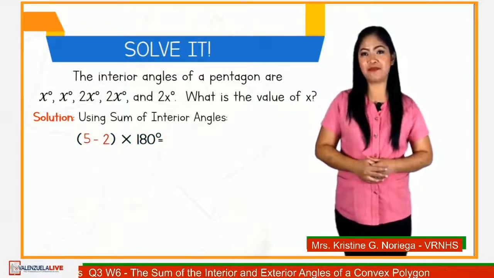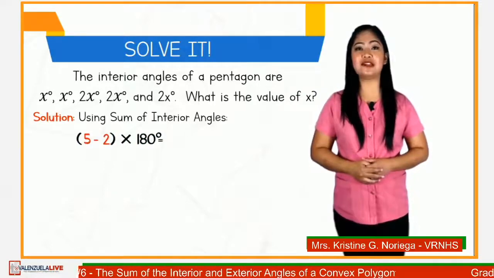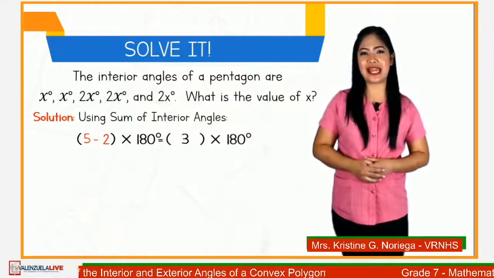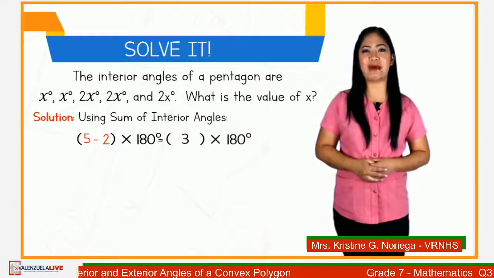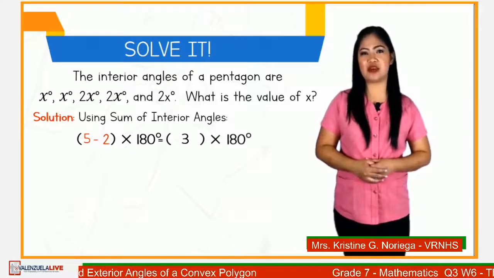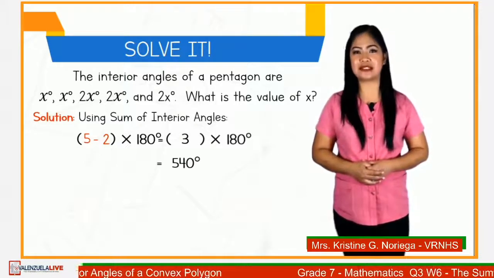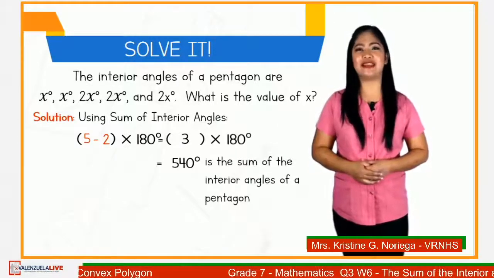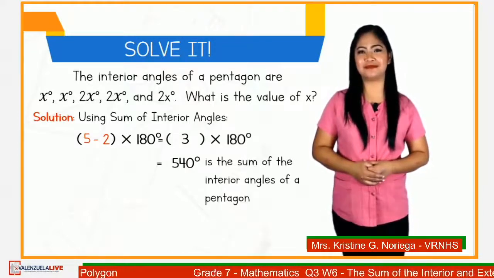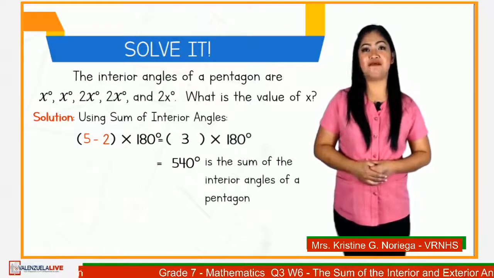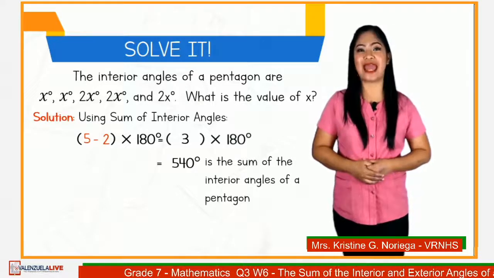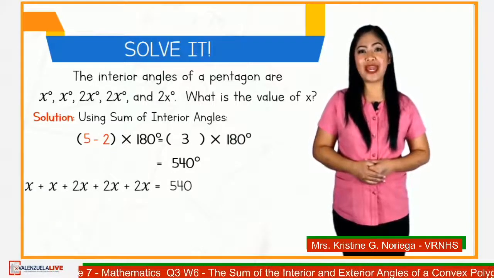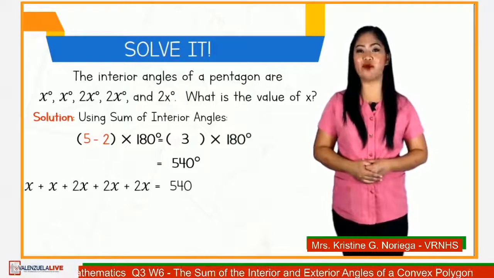Substitute 5 to the formula, then we will have 5 minus 2 times 180 degrees. 5 minus 2 is 3. Then, multiply by 180 degrees is equal to 540 degrees. So, 540 degrees is the sum of all the interior angles of a pentagon. Since it was stated that the 5 interior angles are x degree, 2x degree, 2x degree, and 2x degree, when we add them, the sum is 540 degrees.